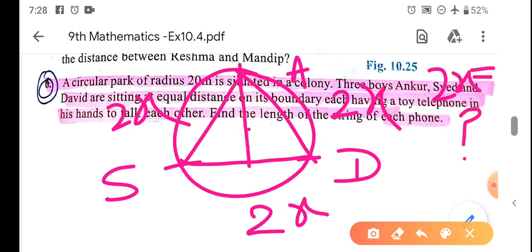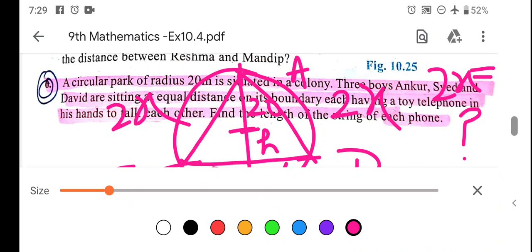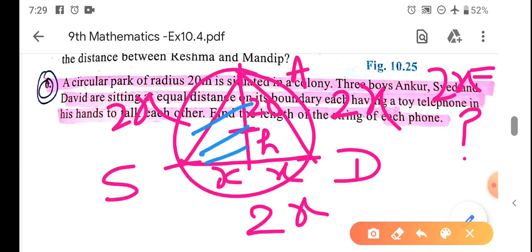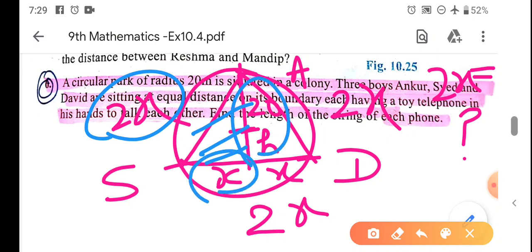So what you have to do, beta, is just join it. Let it be h, or you can take y, whatever. This is 20, the radius is 20, and you use the Pythagoras theorem here. This is also x, this is x. Use the Pythagoras theorem in this triangle. Here you have hypotenuse, here you have perpendicular, and here you have base. So use h square is equal to p square plus b square.